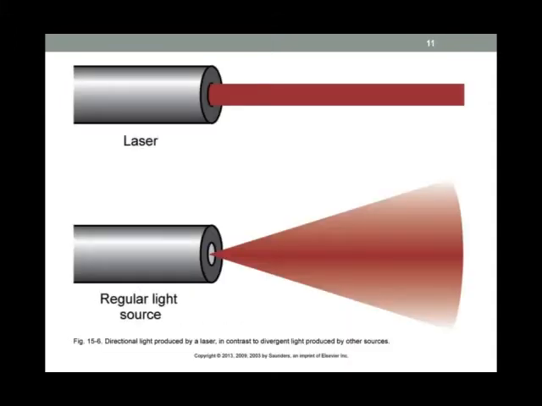So a regular light source has light that's going to spread and diverge, whereas laser light, we can see it's going to be focused. Okay, and it's all going to be the same color. Often a regular light source will have white light, which, as you know, is all the different colors together.